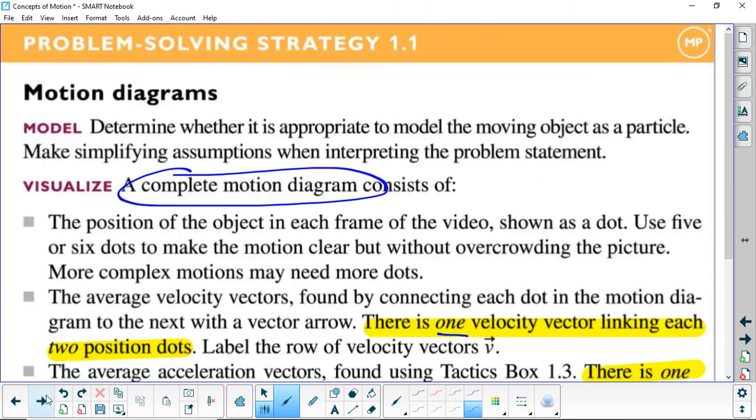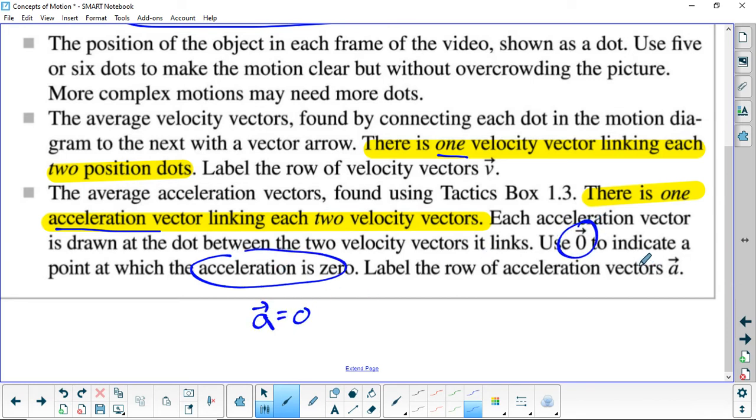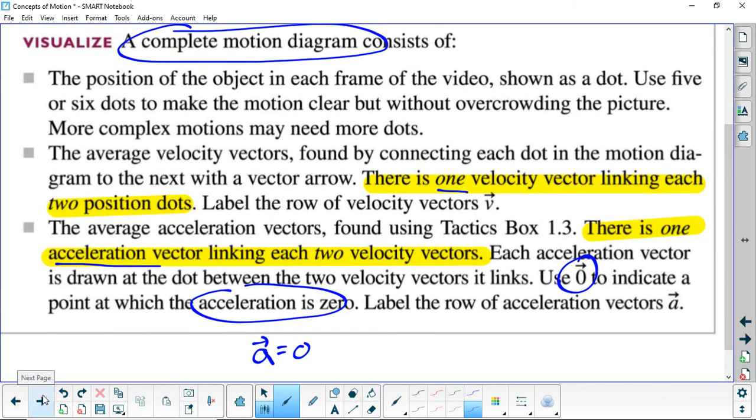For each dot that has a velocity vector on both sides, there's only one acceleration vector linking the two velocity vectors. So your dots at the beginning and end will not have a velocity vector. If the acceleration is 0, we're going to write a equals 0. Or you can just use the symbol that the book uses here, 0 with a little vector symbol above it, okay? So make sure your complete diagrams have all those things in them. Let's look at a couple more examples.